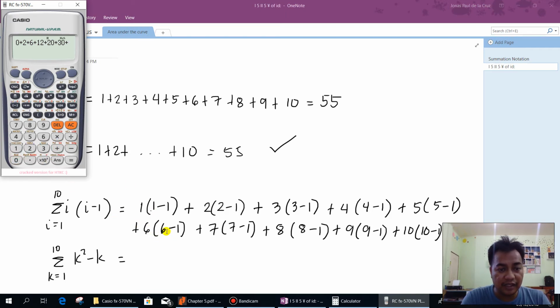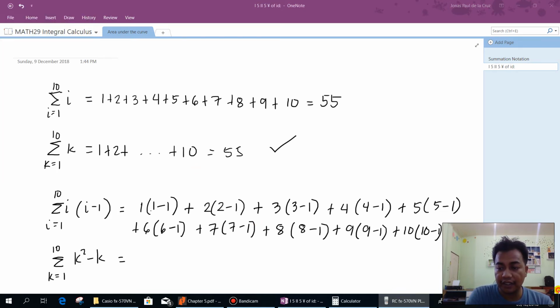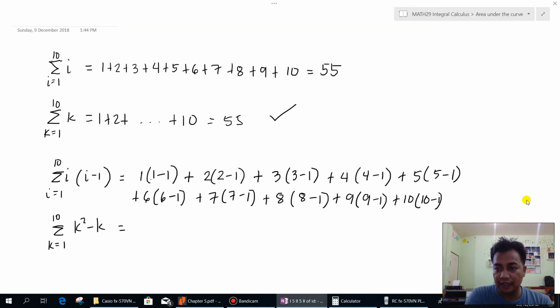And then plus 6 times 5 is 30. And then plus 7 times 6 is 42. And then plus 8 times 7 is 56. And then plus 9 times 8 is 72. And then plus 10 times 9 is 90. And equals 330. So the first one is equal to 330. Okay. So this one is equal to 330.